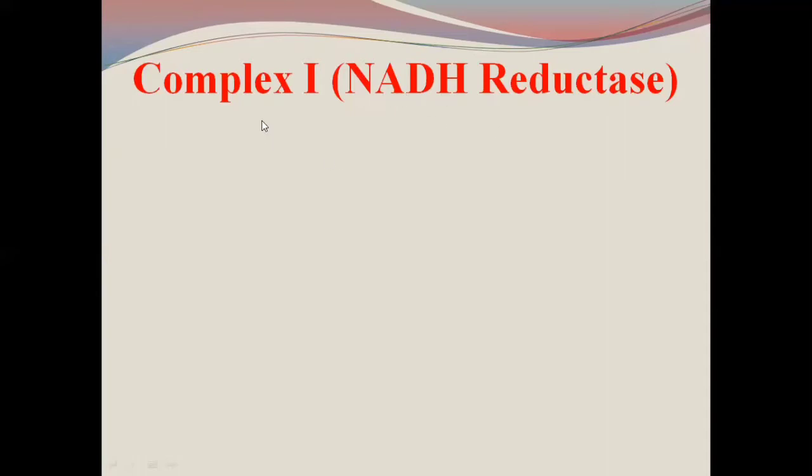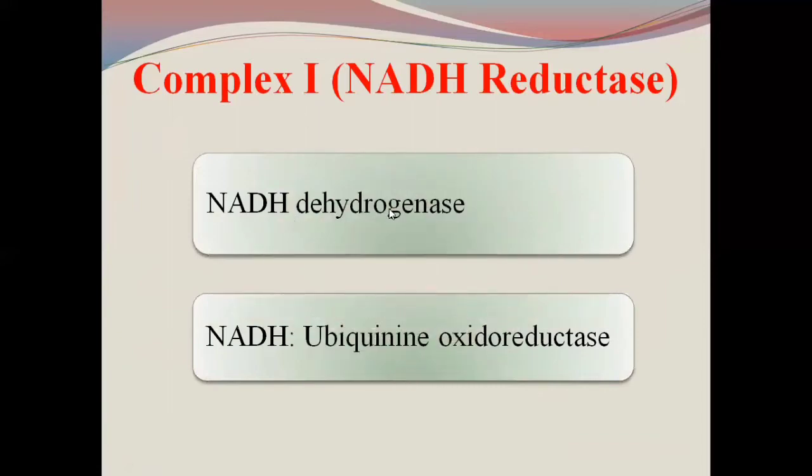When this NADH gives its electrons to complex 1, it will be oxidized again into NAD. Complex 1 is also known as NADH dehydrogenase, because it causes a dehydrogenation reaction: it removes hydrogen from the NADH, and NADH is oxidized to NAD. Then NAD will be available again for other metabolic processes, other oxidation processes, and will be ready for further reduction.